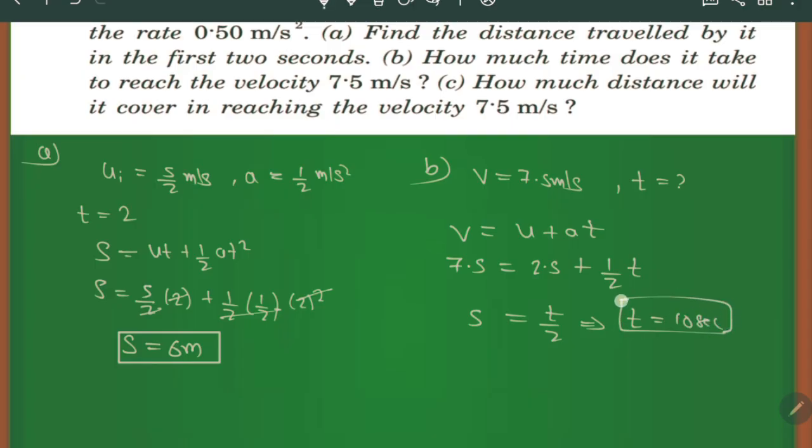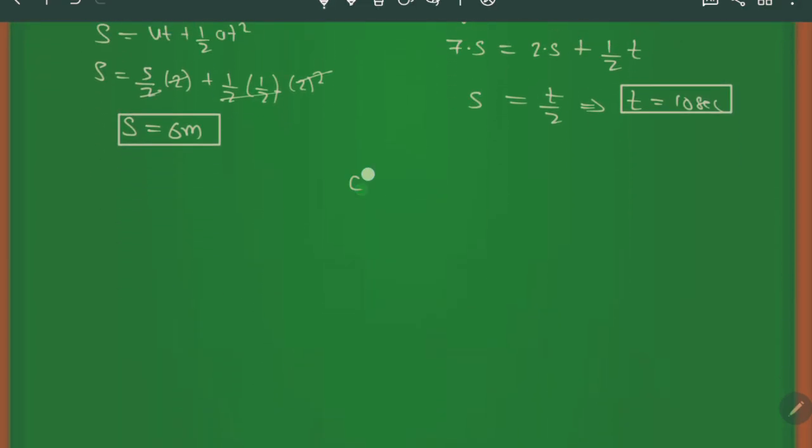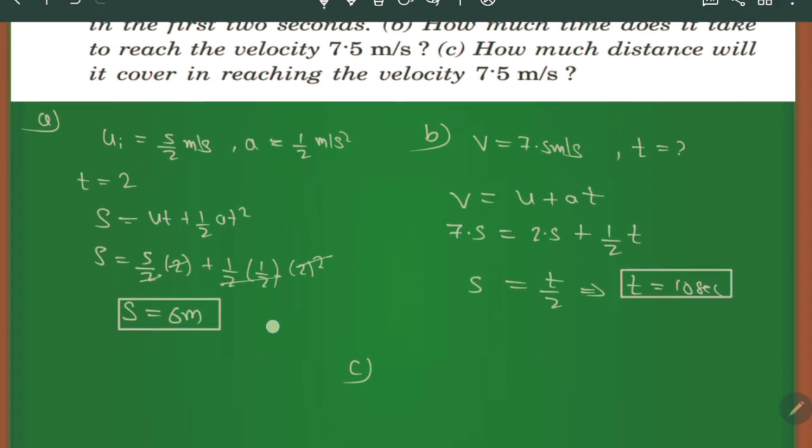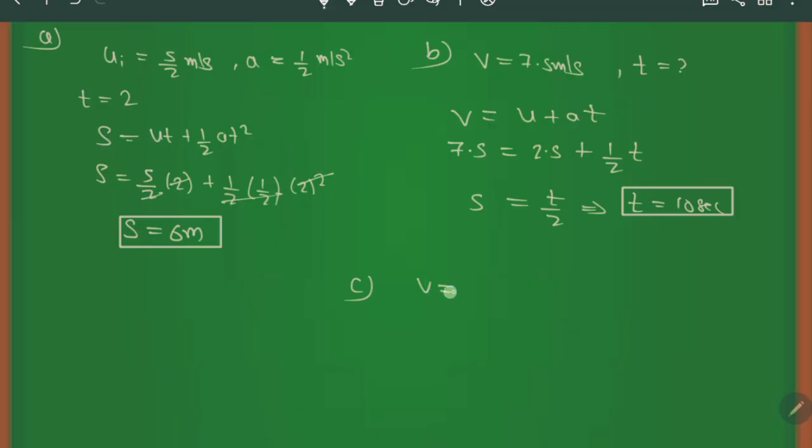to reach this. Now the third part, part C, is how much distance will it cover in reaching this velocity, when the final velocity becomes 7.5 meter per second, how much distance do they cover, right?